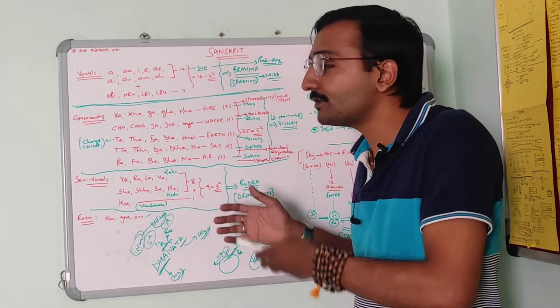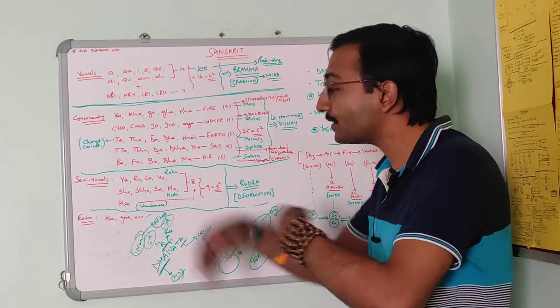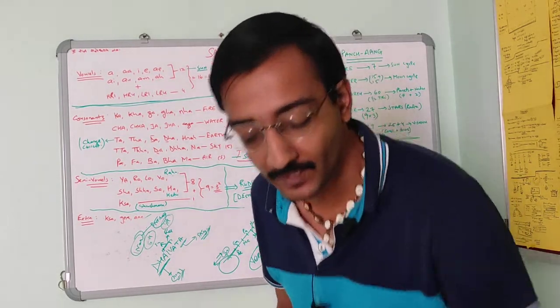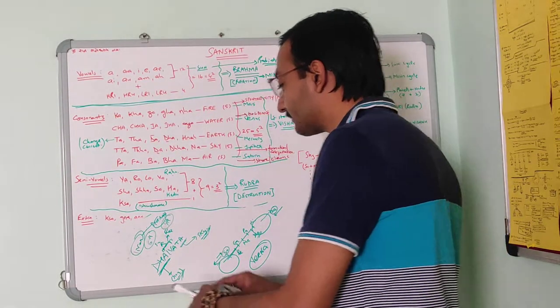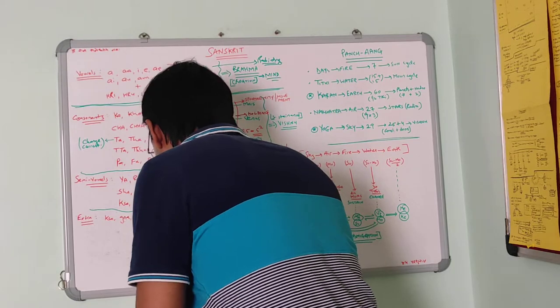Now you say you just gave this one example. No, I can give you also an example, and everything is going to correlate. Okay, let's take another example. Let's take the example of Gandhar. First of all, if we do Sandhi Vichchhed of Gandhar, what is it?